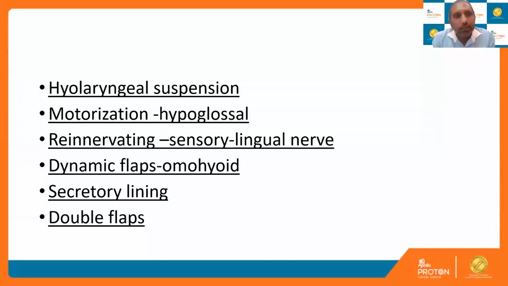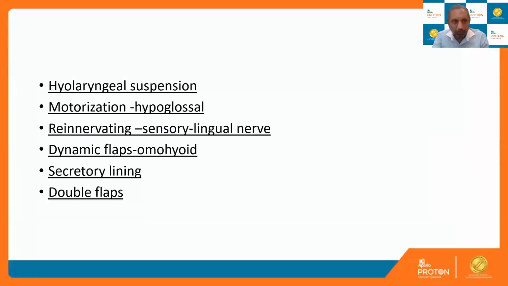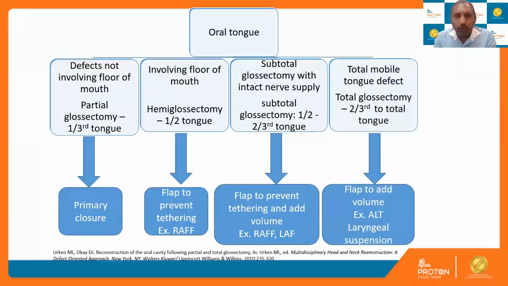What are the other things we need to consider when we do tongue reconstruction? Hyolaryngeal suspension, motorization of the hypoglossal nerve, reinnervation with a sensory nerve. Then we can consider a dynamic flap. Most of the time we are reconstructing mucosa with lining with skin. We can consider whether to use a secretory lining, and in a very advanced defect, whether to consider double flaps. There are a lot of classifications which are used when we reconstruct the tongue.